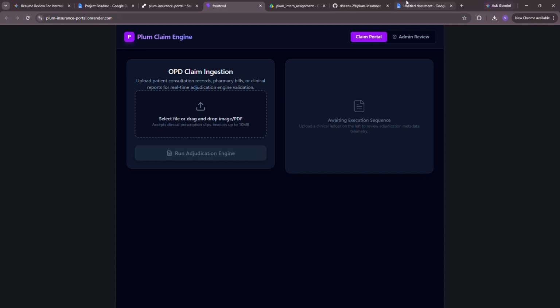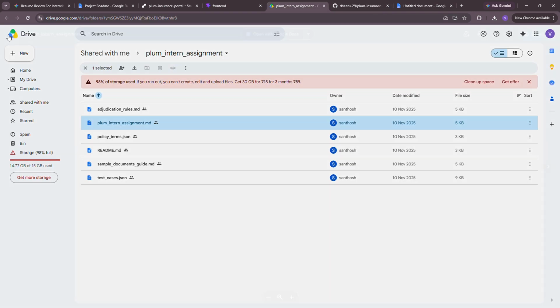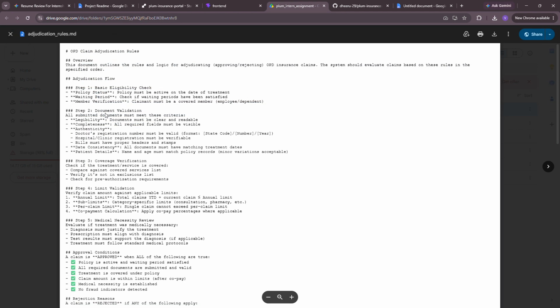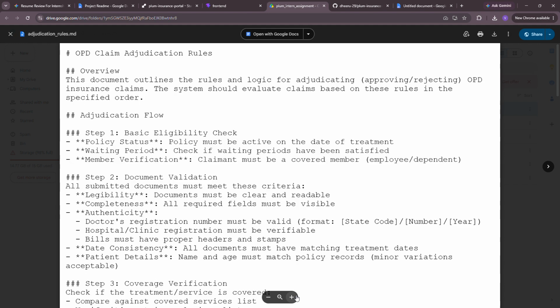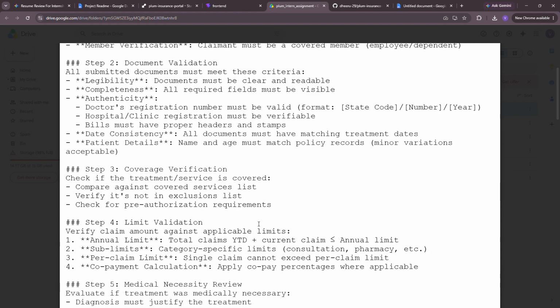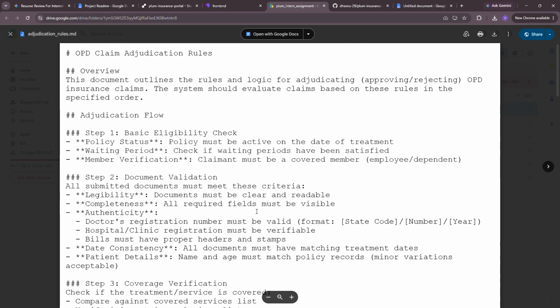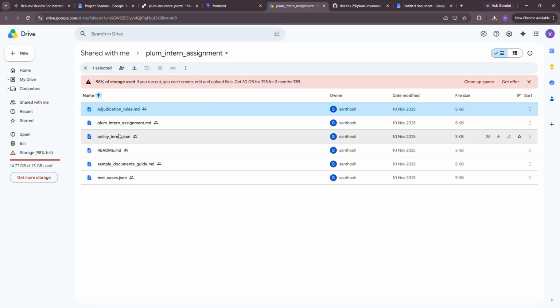We got the rules given by Plum, and all of these were followed. The rules were the basic eligibility check, document validation, coverage verification, limit validation, and medical necessity review. All of these were included, and the policy terms were also included. We have some sample documents also. I created my own sample documents. They were not exactly similar to this, but they do work as a medical bill.